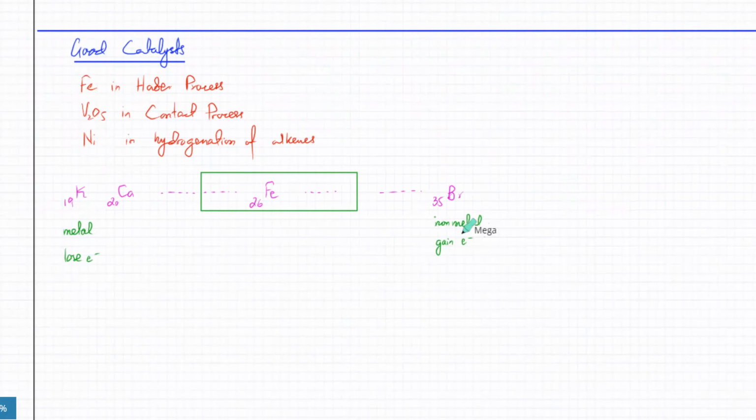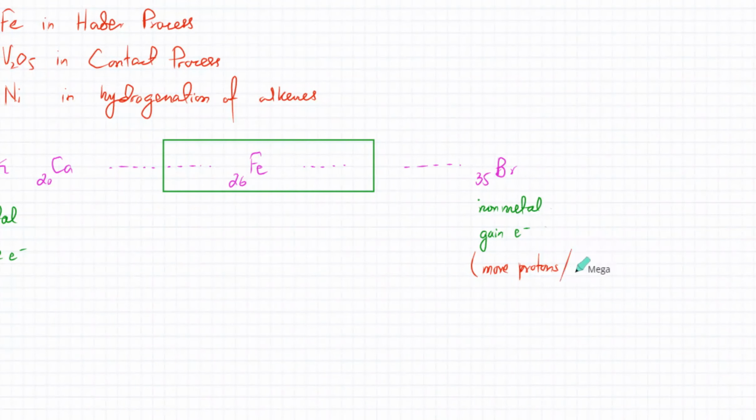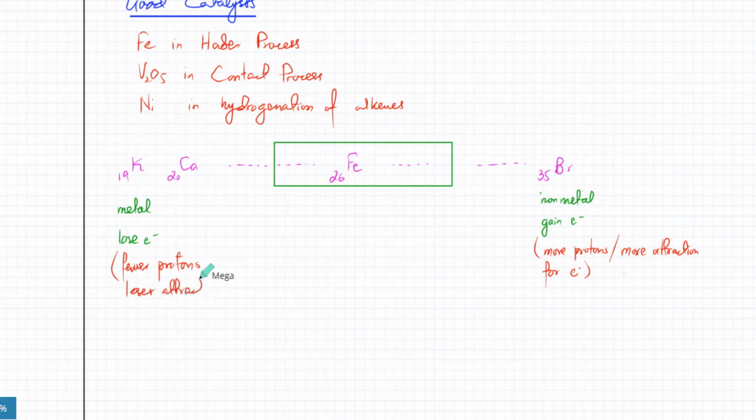Why is bromine gaining those electrons so strongly? Why does it like to form negative ions? Because it's got more protons in its nucleus. Since it's got more protons, there's going to be greater attraction for electrons. So why was group 1 so reactive? Why was it losing electrons? Because it's got fewer protons in its nucleus. They have the same number of shells, but since it has fewer protons, there is lesser attraction for electrons.